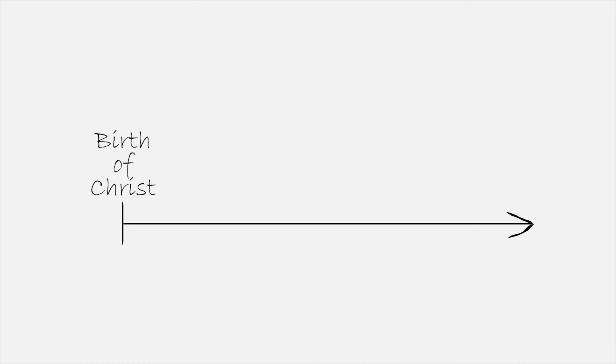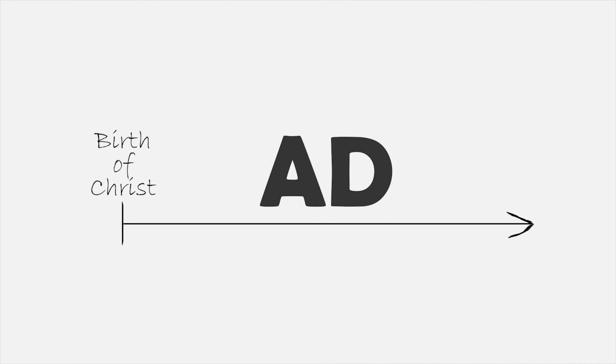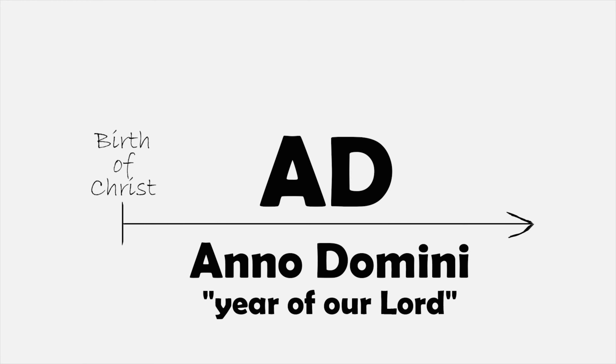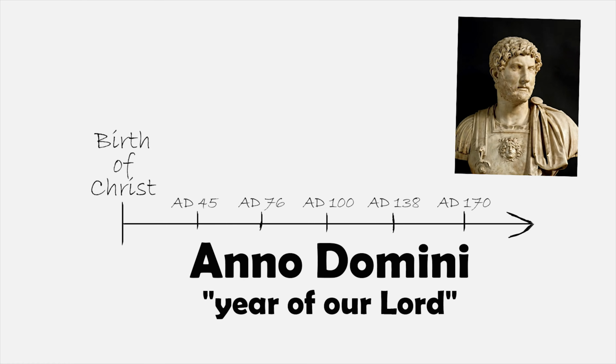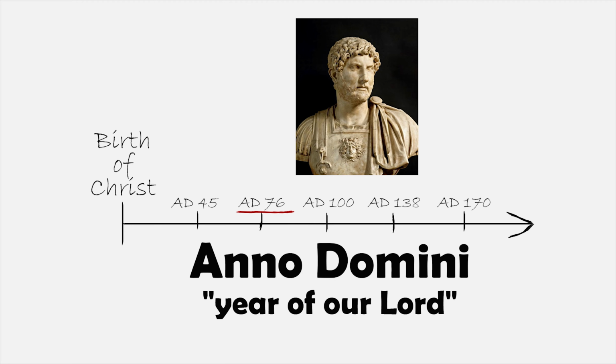Now that BC is clear, what about AD? For the events after Jesus' birth, they decided to use the letters AD from the Latin Anno Domini, that means Year of Our Lord. The Lord is of course Jesus again. For example, the Emperor Hadrian was born in AD 76 and died in AD 138.